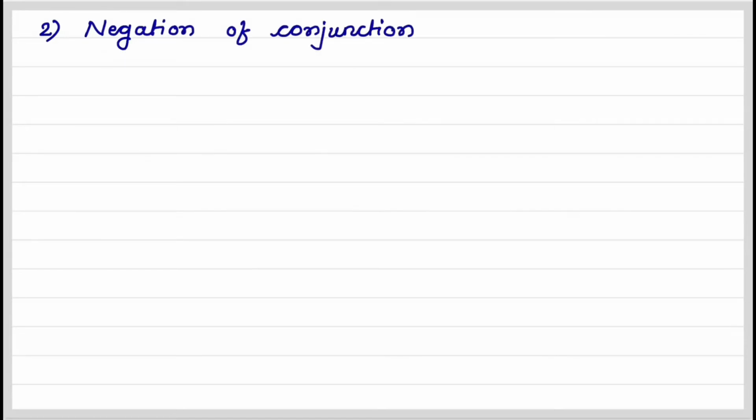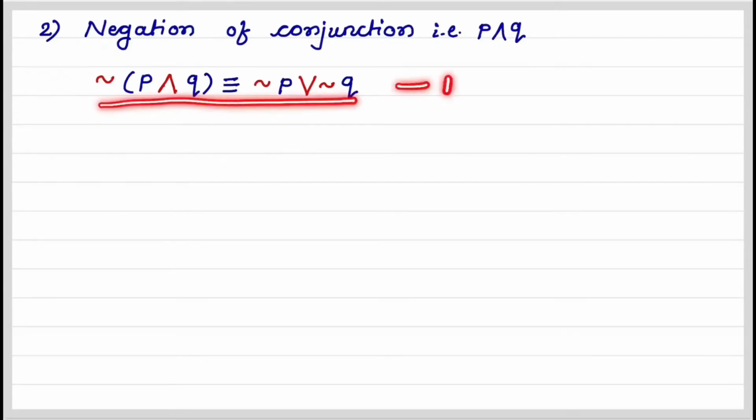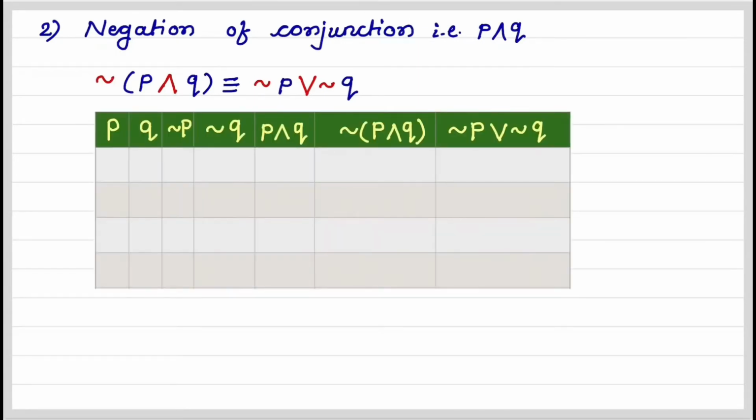Now next point, negation of conjunction. Conjunction means P and Q. Negation of (P and Q) is equivalent to negation of P or negation of Q. This is known as De Morgan's law, which we have studied in set theory also in 11th standard. We will verify this with the truth table. See this truth table. In this truth table, there are 7 columns and 4 rows. For P, we will take 2 T and 2 F. For Q, we will take alternately true, false, 1 T, 1 F.